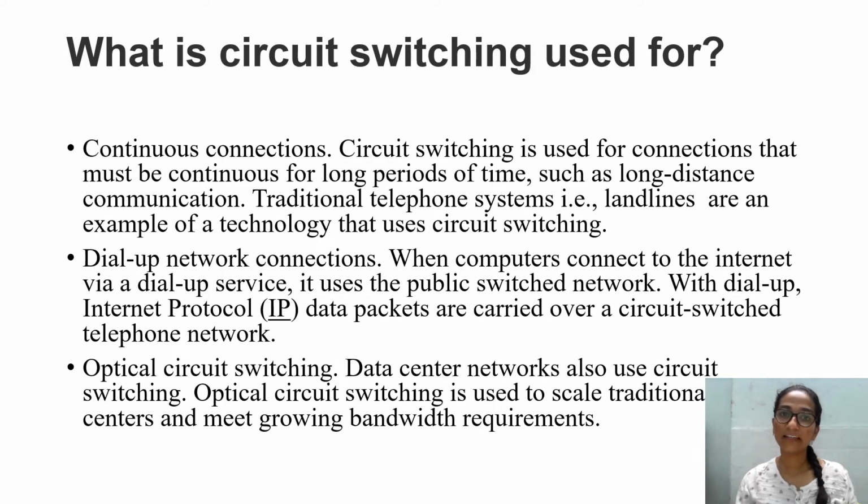Let us see where we use circuit switching. First, continuous connections. It is used for connections that must be continuous for a long period of time, for example, landlines. Second, dial-up network connections. When computers connect to the internet through a dial-up service, it uses the public switching network. Third one, optical circuit switching. Data center networks also use circuit switching.